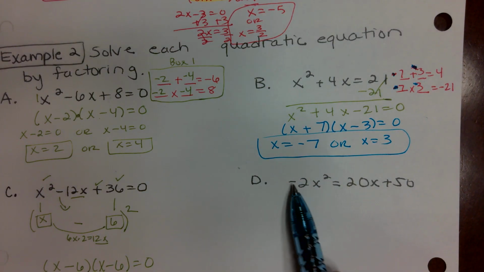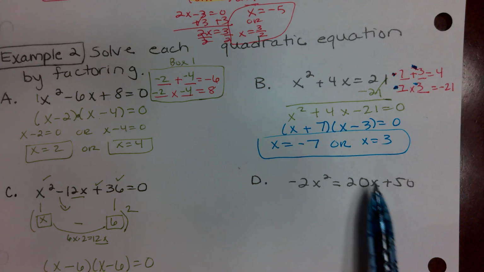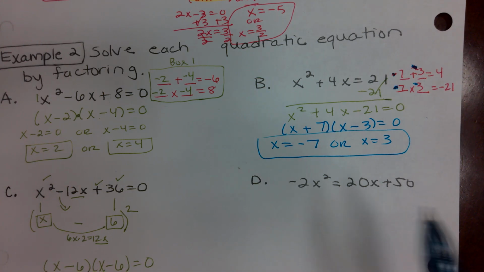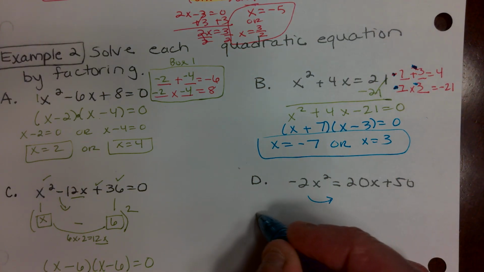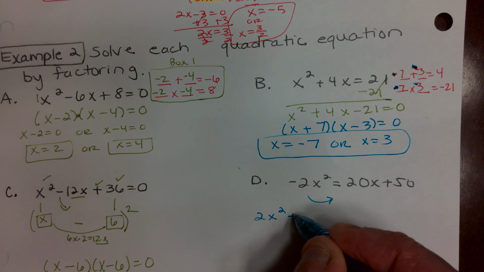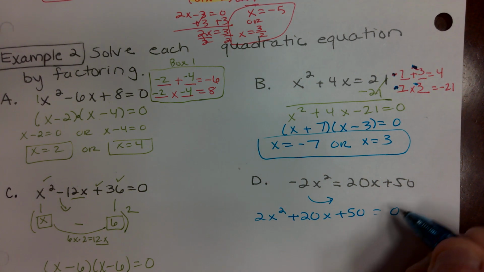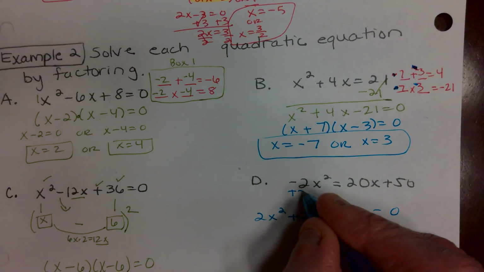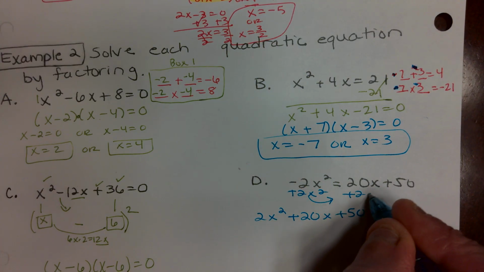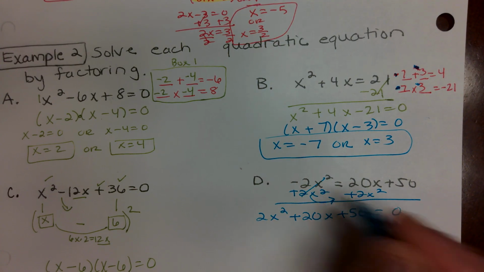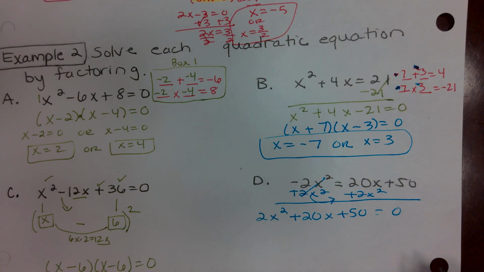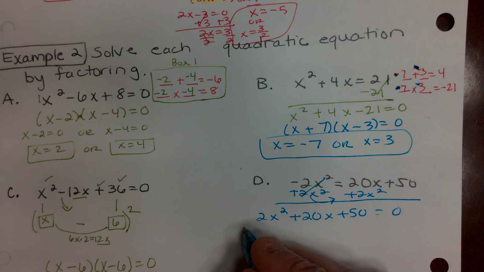Okay, so since I see a negative in front of this, I'm actually going to move this over here instead of moving both of these over here. So when I shoot that over there, I'm going to get 2x squared plus 20x plus 50 equals 0. I just rewrote it with the numbers on the left. Oh, what else do you see? Remember what I always said to try first? GCF. And there is a GCF in here, so let's take out the 2.